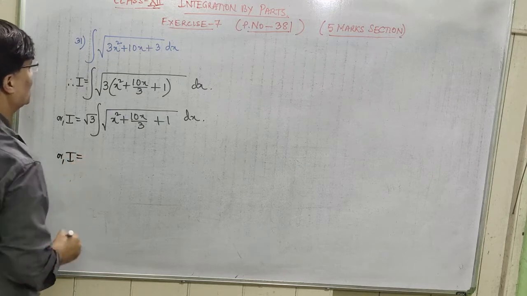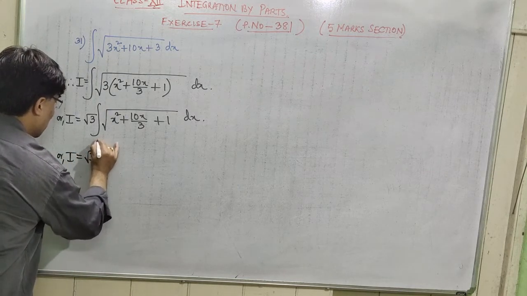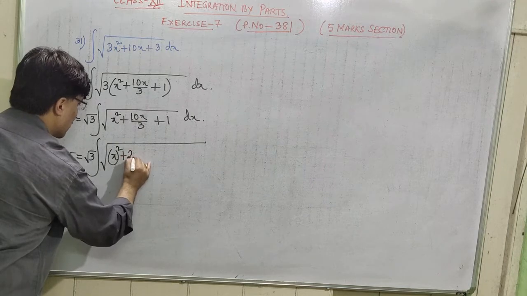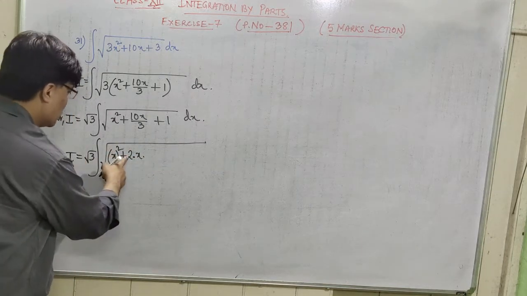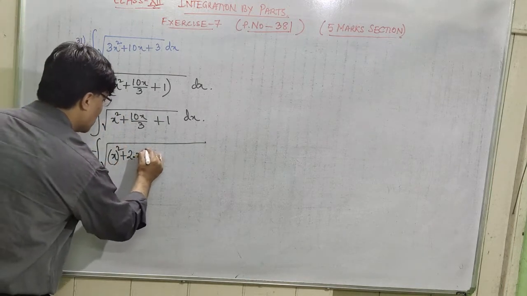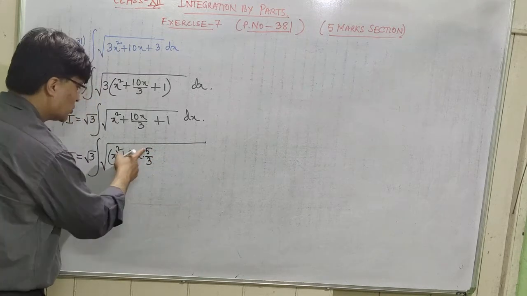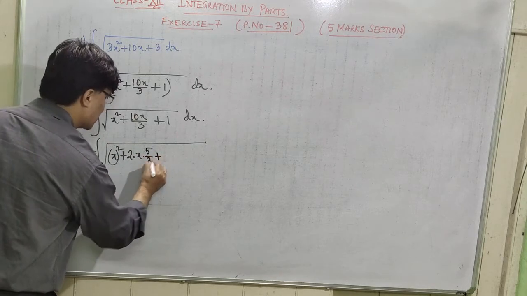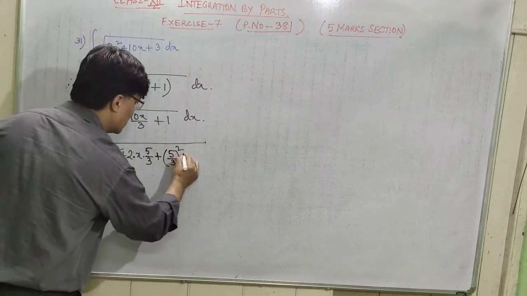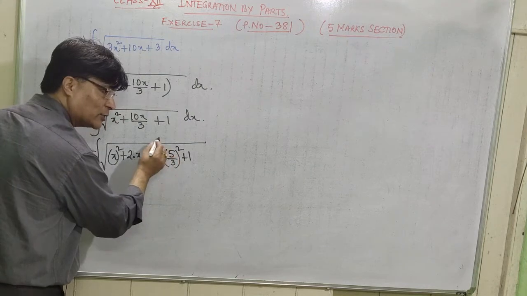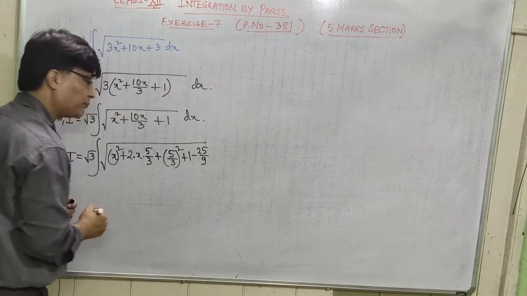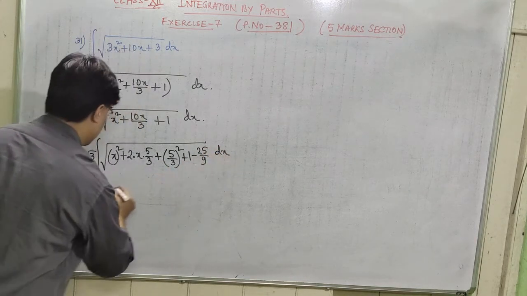Or I is equal to, so what do we get? It is root 3 integration of within square root a whole square is x square plus twice into a is x into 2. x is already there. By which number will you multiply 2x to get 10x by 3? So it will be 5 upon 3. Okay, so 5 2s are 10x divided by 3. Plus, what is b whole square? It is 5 upon 3 whole square. Right? Then write down plus 1. What is 5 by 3 whole square? It is 25 by 9. Is there 25 by 9? No. So it is minus 25 by 9. Right? And outside square root there is dx.